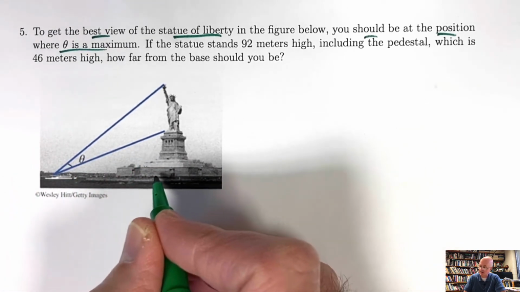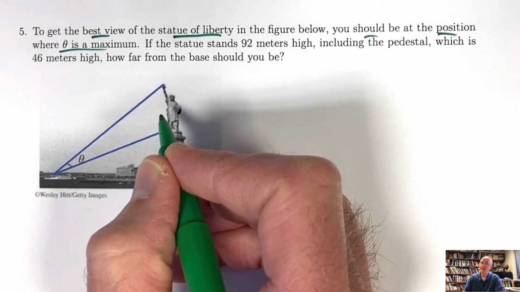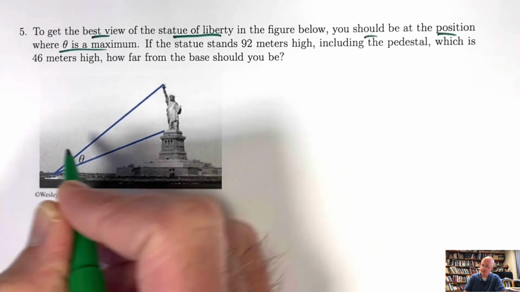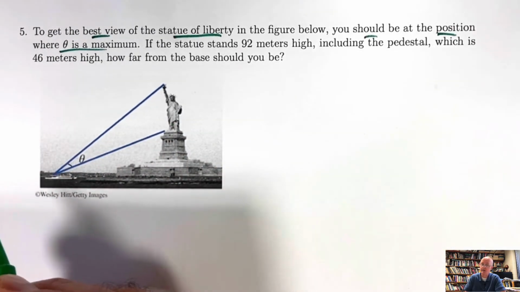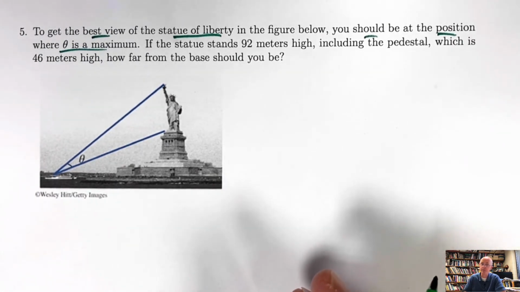Yeah, because if you're down here on the island, you'd be looking straight up at the statue. You would not get a good viewing angle. That viewing angle would be very small. If you're really far away, the viewing angle would be very small as well. Think about it being 10 miles away, the Statue of Liberty would barely be visible perhaps.